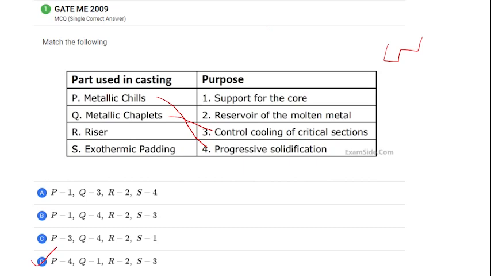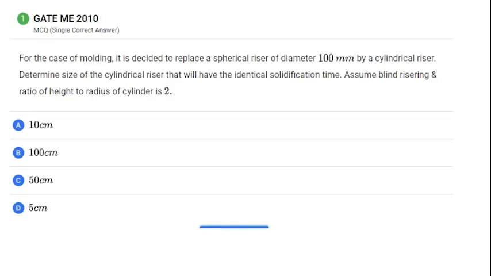Suppose this kind of casting you are making. So this is a critical section, and there are chances this will break. So for this we provide paddings. Any critical section which will have less strength, for that we provide paddings. Okay. Solve this question.